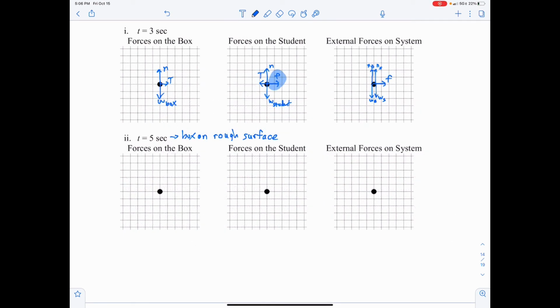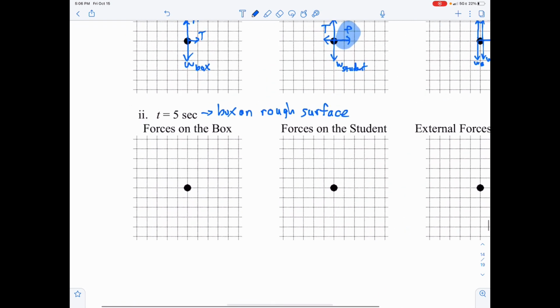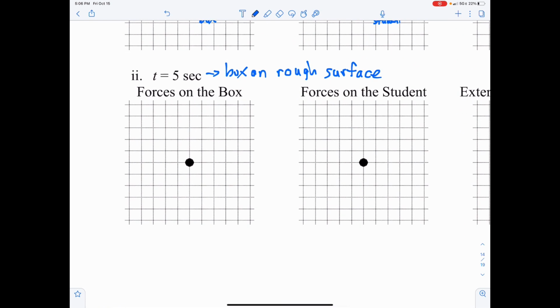So let's begin by drawing the weight and the normal force on the box and student. So it's going to be exactly the same. Weight of the box, weight of the student.